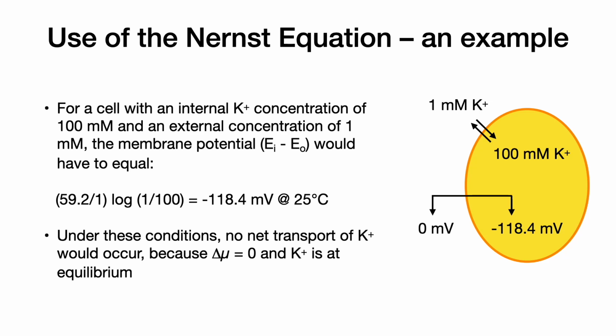So the arrows here are going in both directions and of equal size, representing that there is no net transport across the membrane. Note, under these circumstances, the two forces are counter-opposed to each other. We have the potassium concentration gradient driving potassium out of the cell from 100 millimolar to 1 millimolar. But we have the negative membrane potential attracting potassium into the cell. And these forces are working equally but in opposite directions.